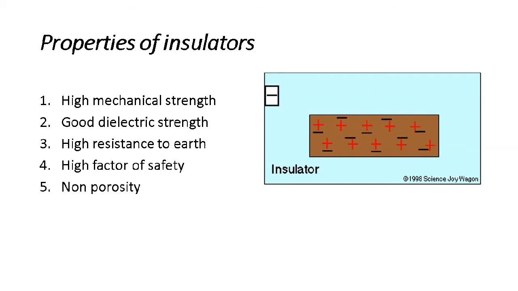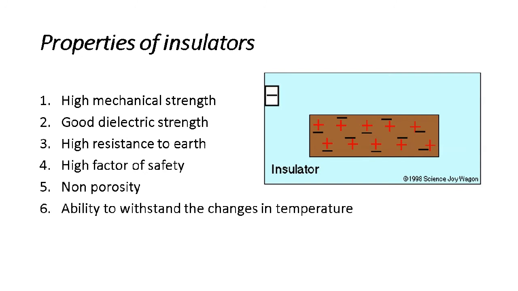The fifth is non-porosity. So the material which is going to be used as insulator should be non-porous. Otherwise the moisture, or we can say the water, will be absorbed by your insulator, and that is not going to be helpful for us because the dielectric strength will be reduced. Okay, so your material should be non-porous.